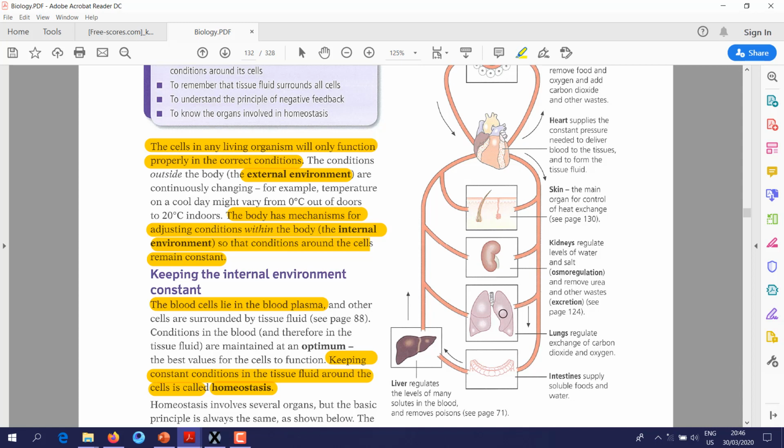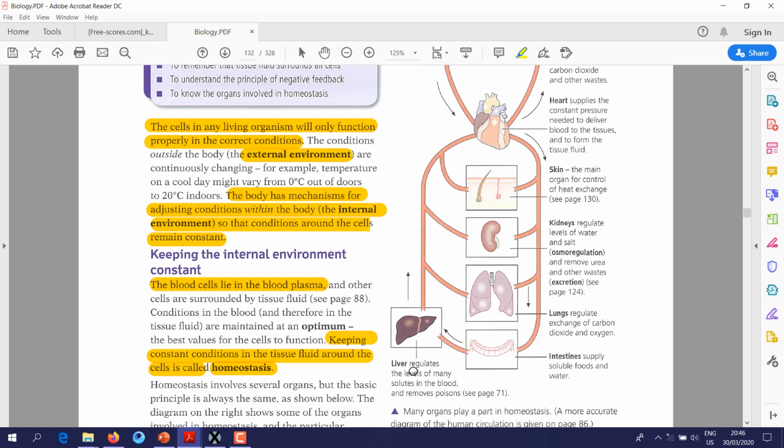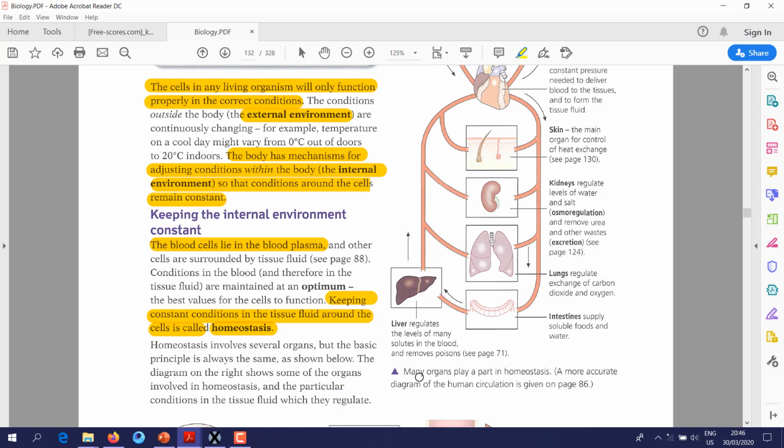The heart also sends blood to the lungs. The function of the lungs is to exchange carbon dioxide with oxygen. The blood will also be sent to the intestine, which supplies soluble food and water. And again, the heart will pump blood to the liver. The function of the liver here is to regulate the level of many solutes in the blood and remove poisons. So in general, many organs play a part in homeostasis.